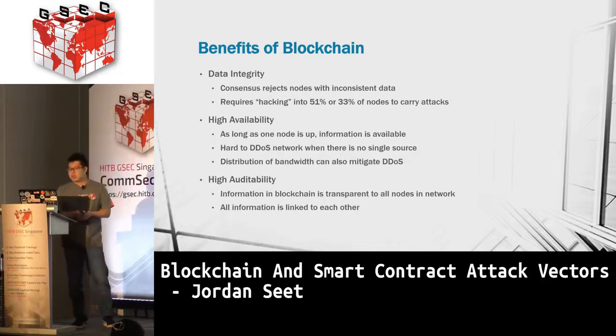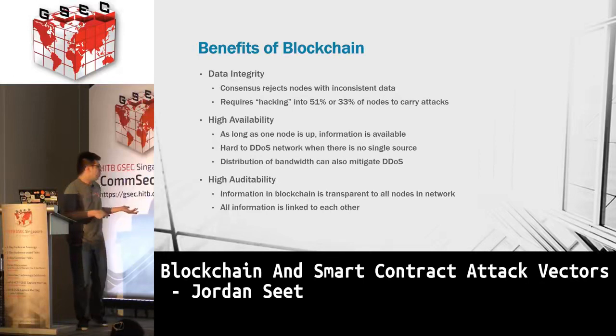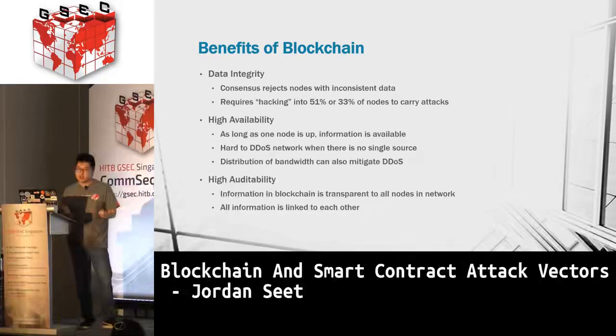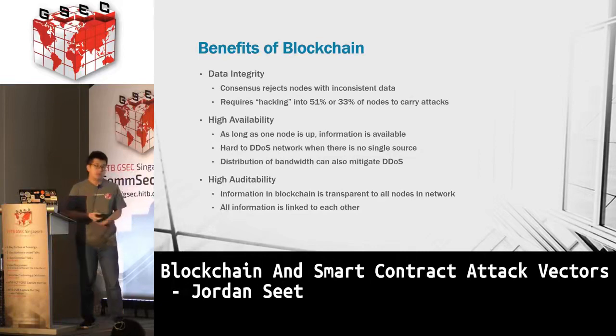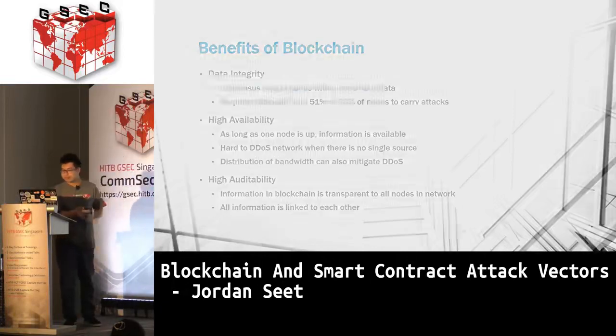High auditability is another benefit, not so much security related, but more in the fraud area. Information in the blockchain is transparent to all nodes in the network. Because everyone is connected to each other, everyone can see the information there, and it's all linked to each other. This forms a chain. So that's where the chain in the word blockchain comes from.